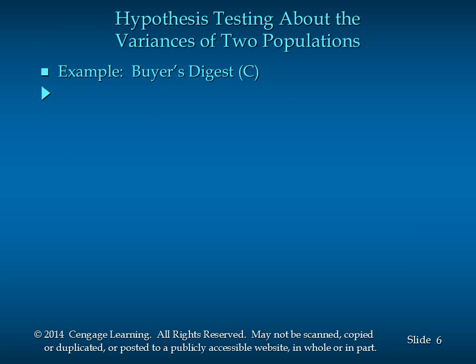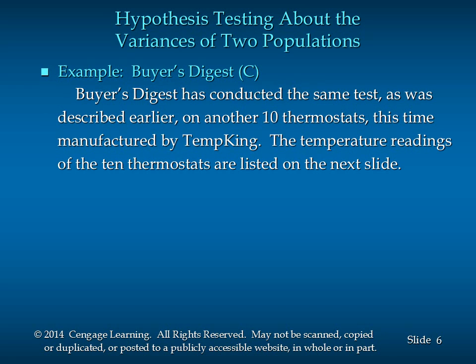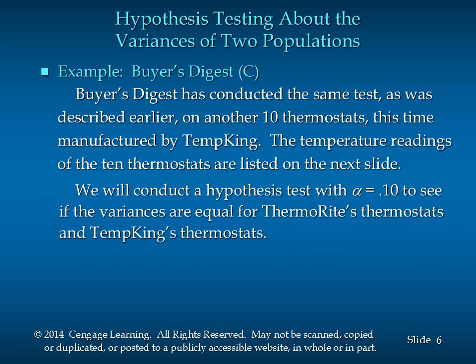Let's go through an example. Thermostats. We talked about thermostats before. And before, we knew what the standard deviation was for the population. But here, we're going to get two samples, and we're going to run two samples. We're going to compare the Thermo-Right thermostat against the Temp King's thermostat, and you're going to get sample statistics for each one, and you're going to run this test at alpha equal to 0.1.